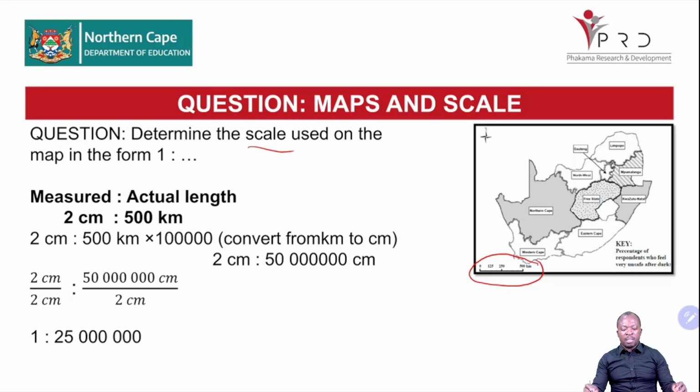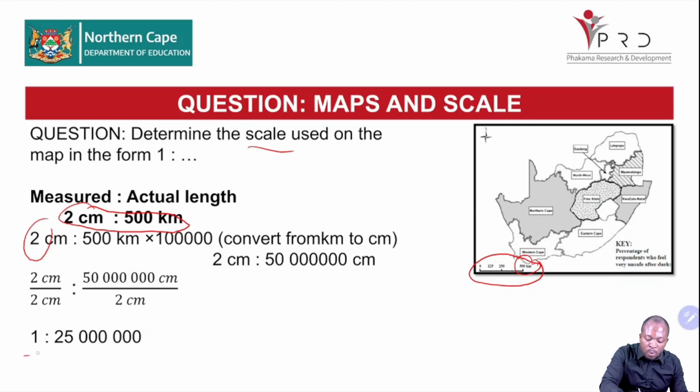So they just gave us a bar scale. What do you do? Remember what I said to you? Measure the entire bar. So in this case, you measure, say you got 2. What is the last value there? 500. So 2 centimeters is being used to represent 500 kilometers. Then what do you do? Divide both sides by 2 centimeters.